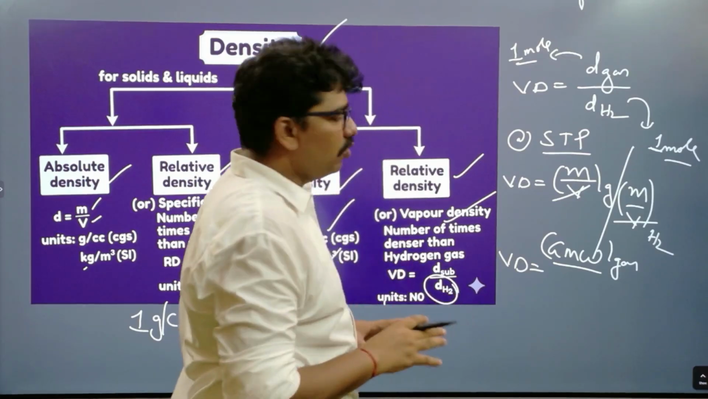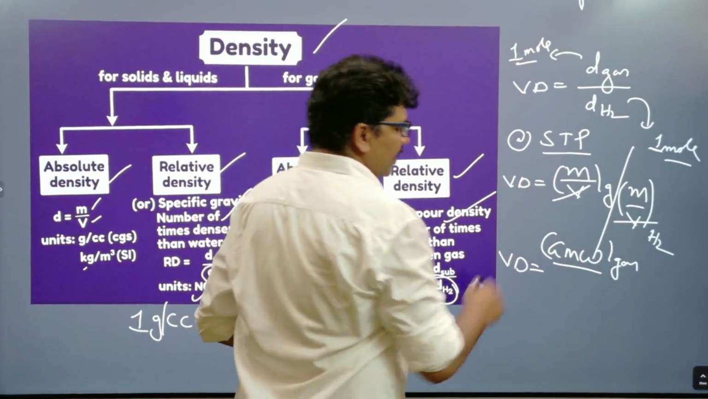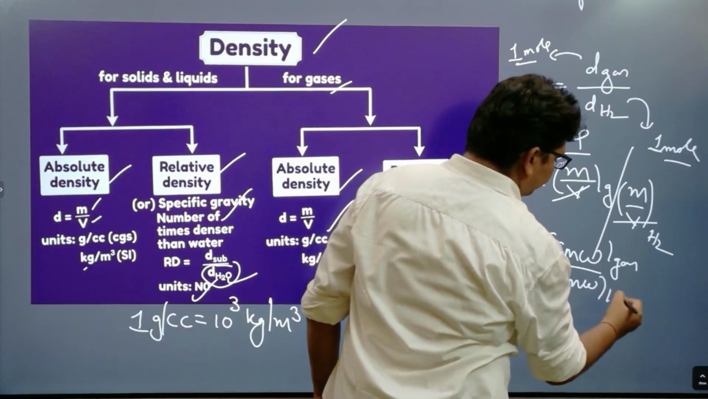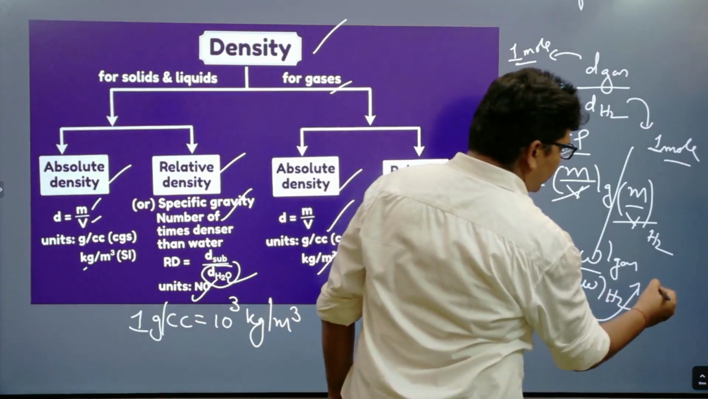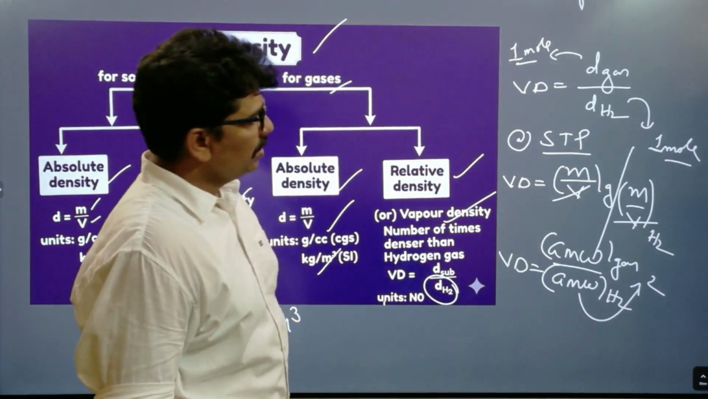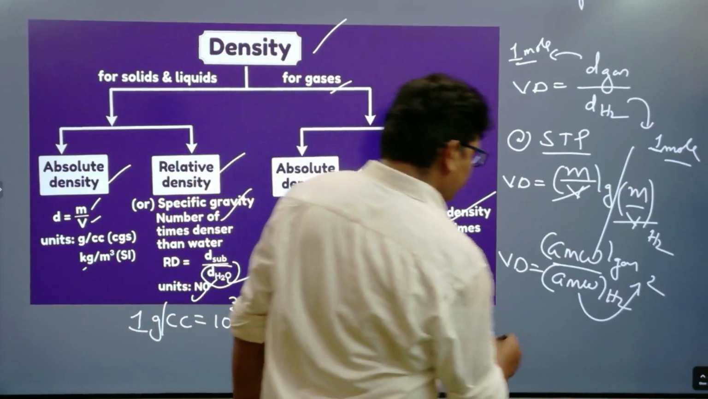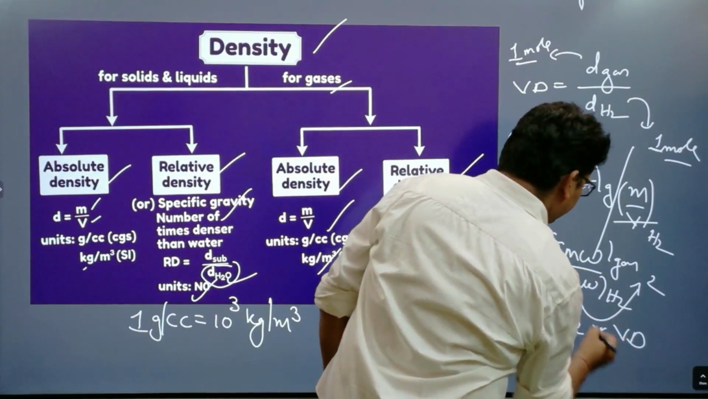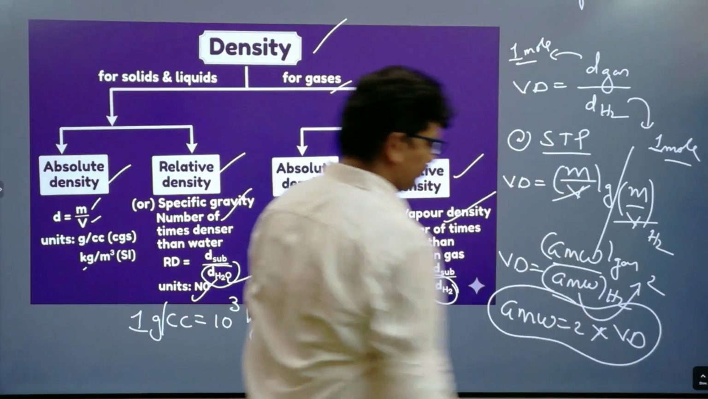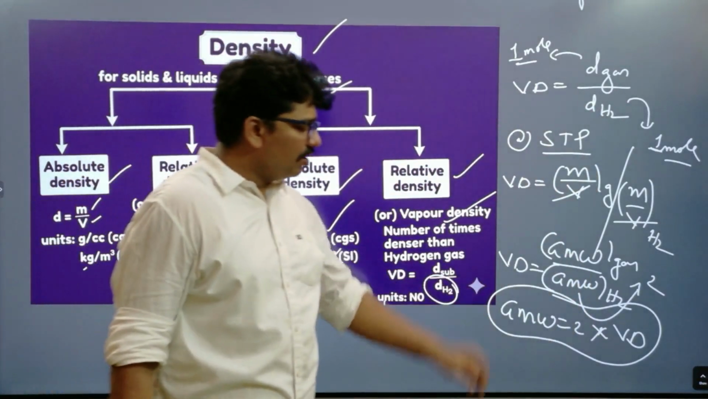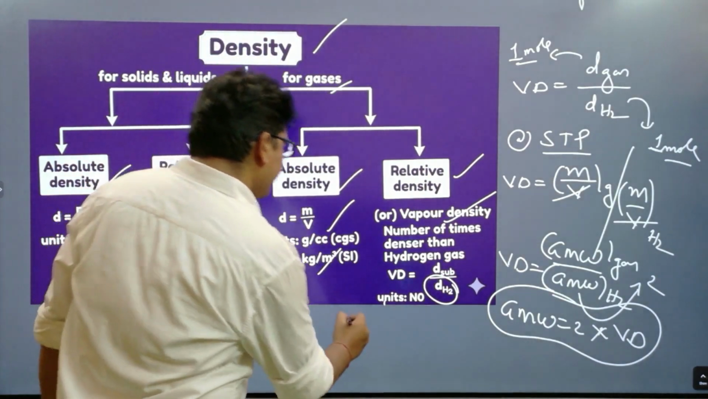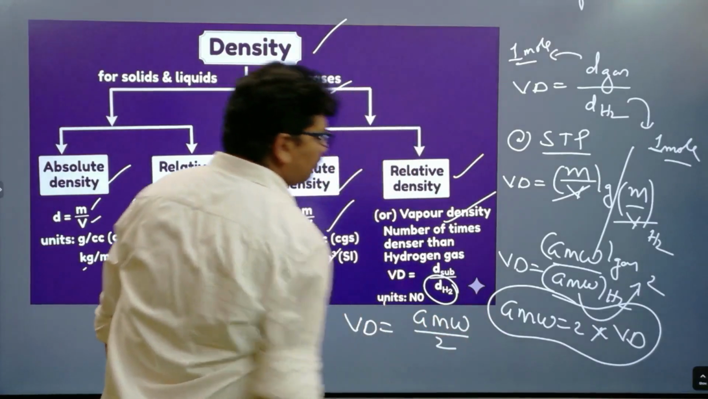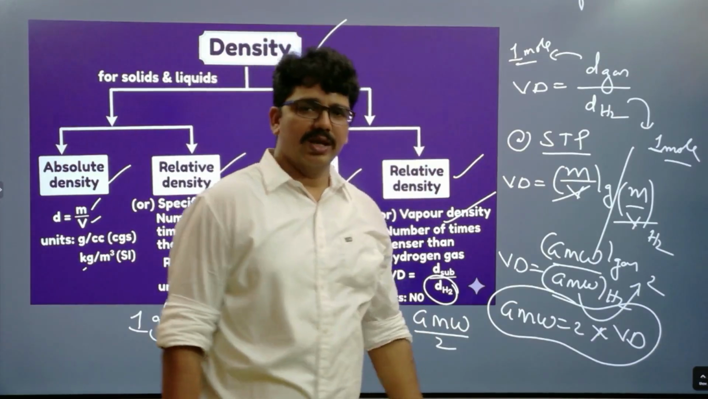The mass of 1 mole of any gas is equal to its gram molecular weight. So it is gram molecular weight of the gas divided by gram molecular weight of hydrogen. What is the gram molecular weight of hydrogen? That is 2. So gram molecular weight is equal to 2 into vapor density. This is how the formula is derived. Gram molecular weight is equal to 2 into vapor density, or vapor density is equal to gram molecular weight divided by 2.